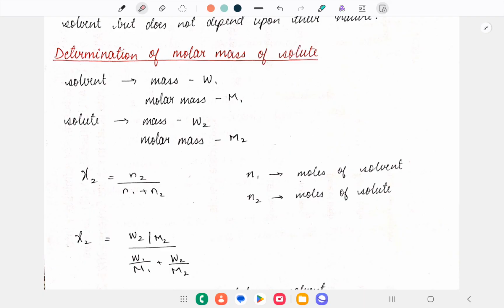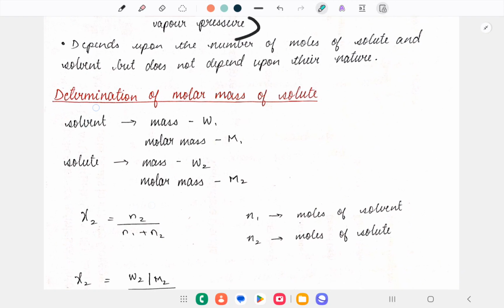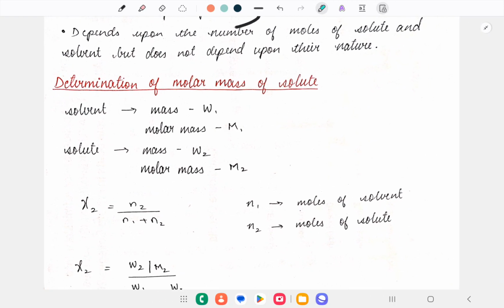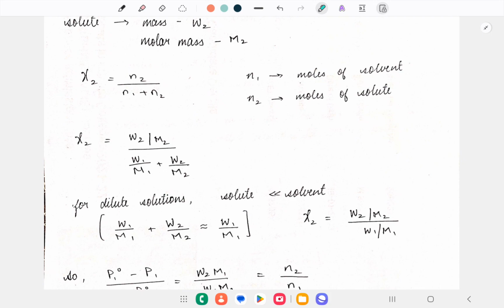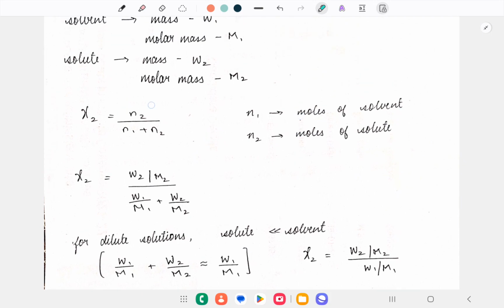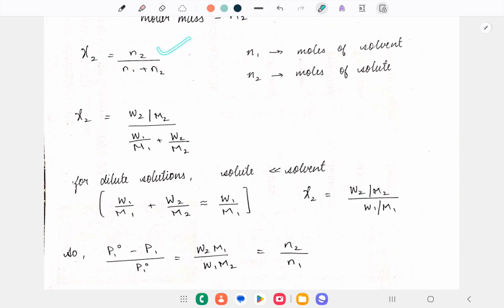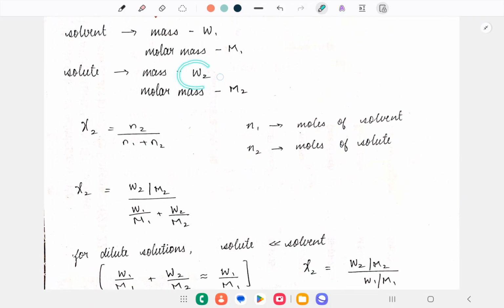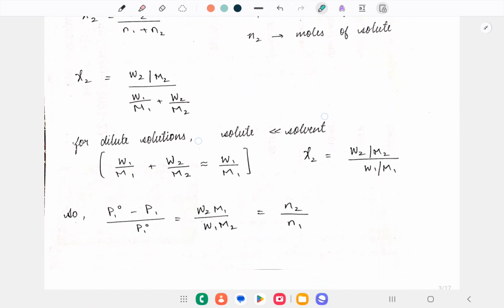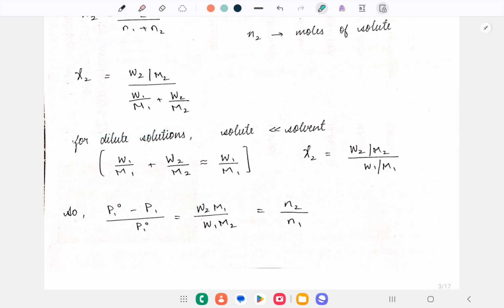For finding it, first we have to assume certain things: for the solvent, the mass is W1 and the molar mass is M1, and for the solute, the mass is W2 and the molar mass is M2. We know that the mole fraction of the solute can be calculated as the number of moles of solute divided by the total number of moles of the components. Moles can be calculated as given mass divided by molar mass. We assumed the given mass to be W2 and the molar mass to be M2, so we substitute the values and obtain this formula.